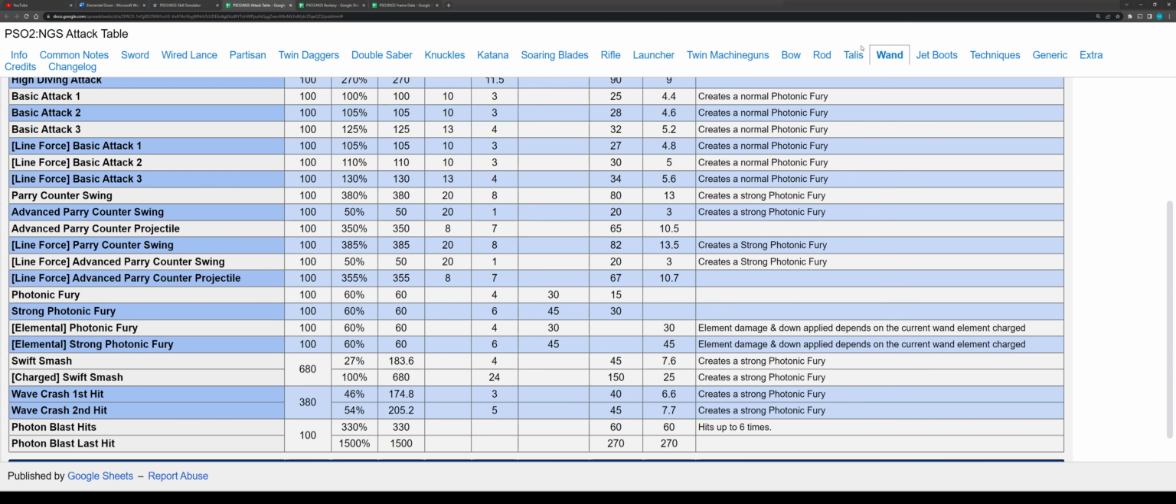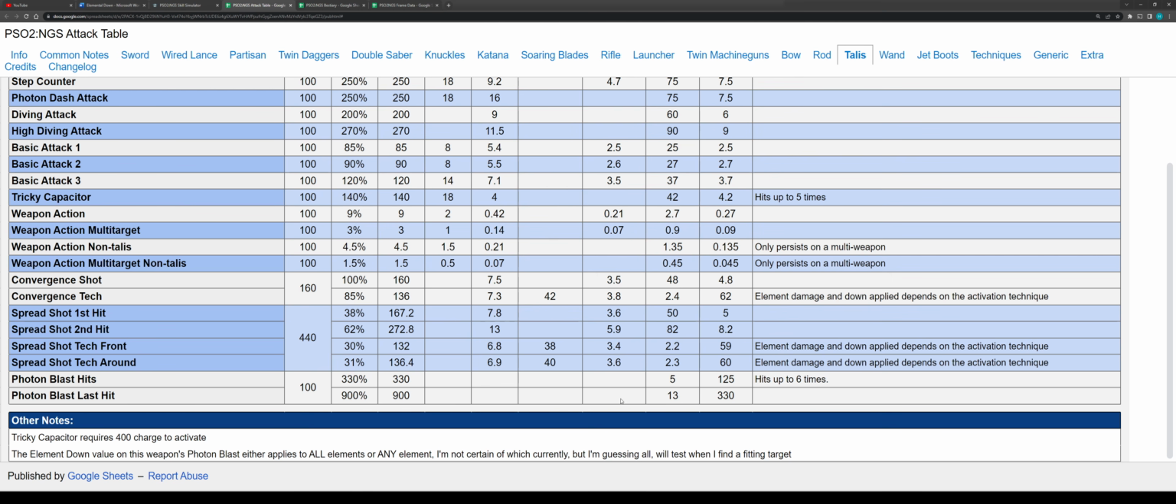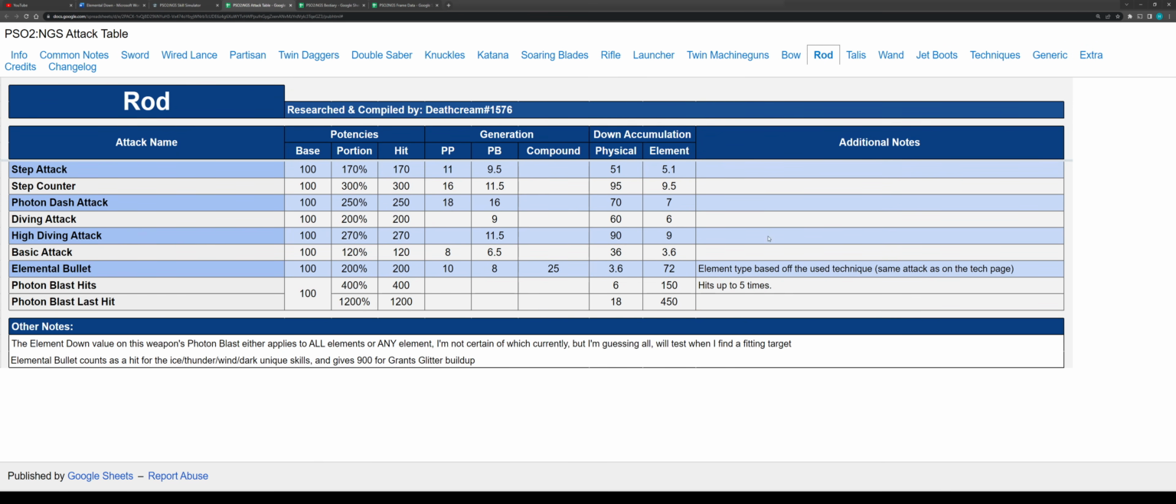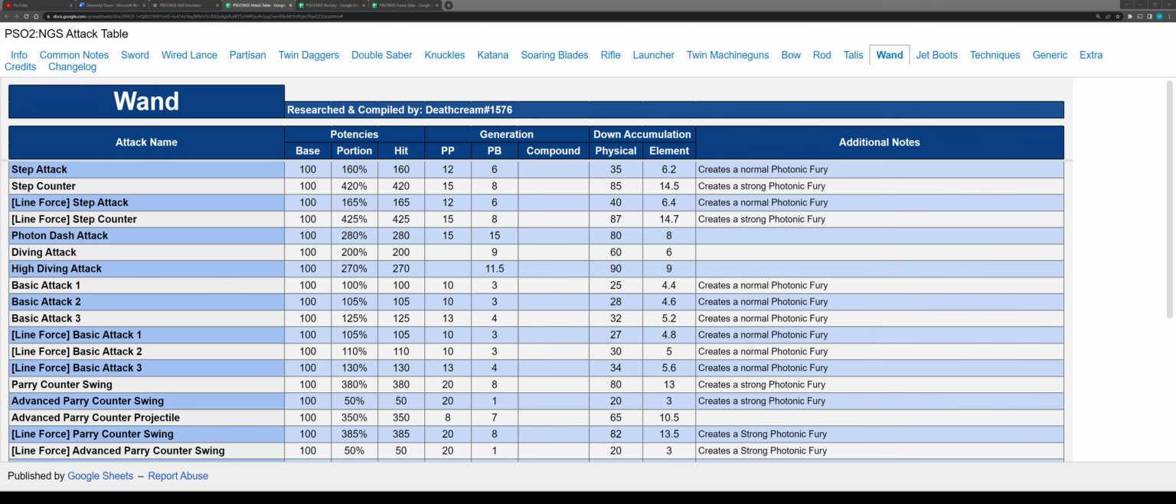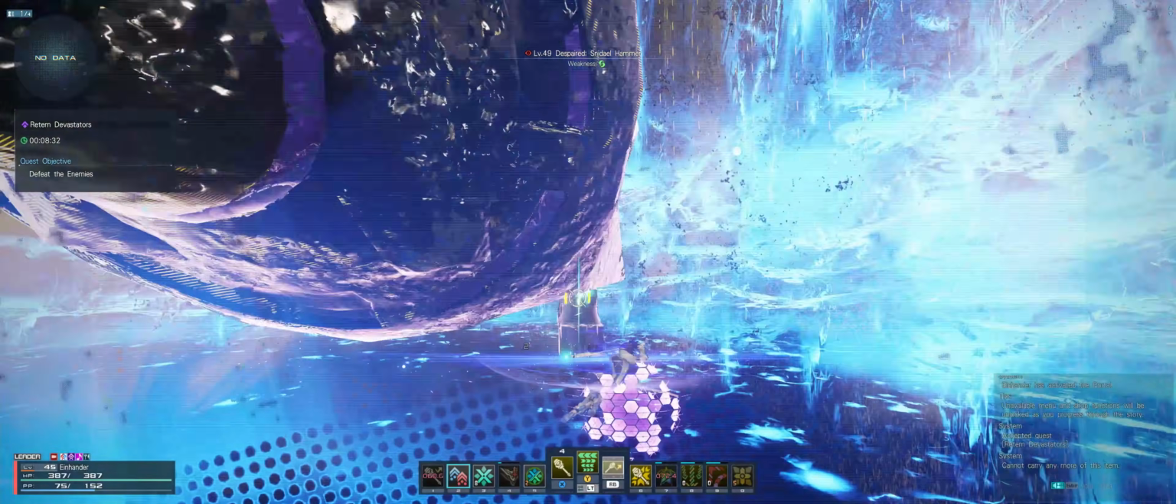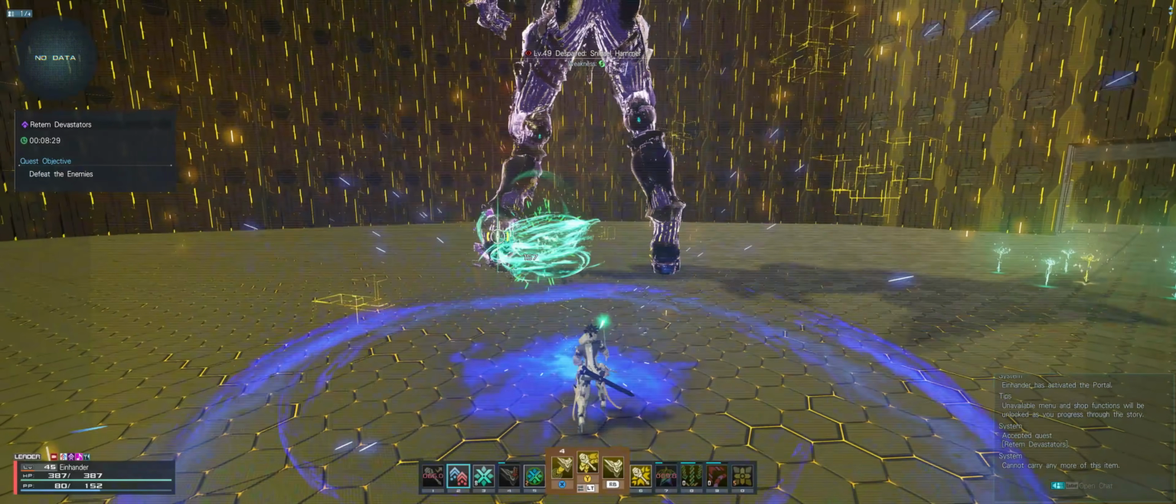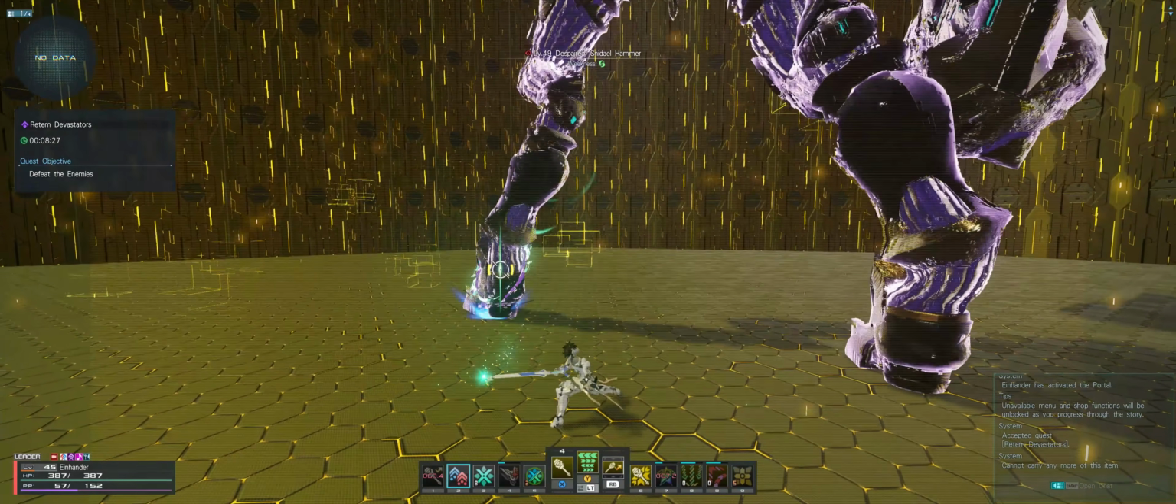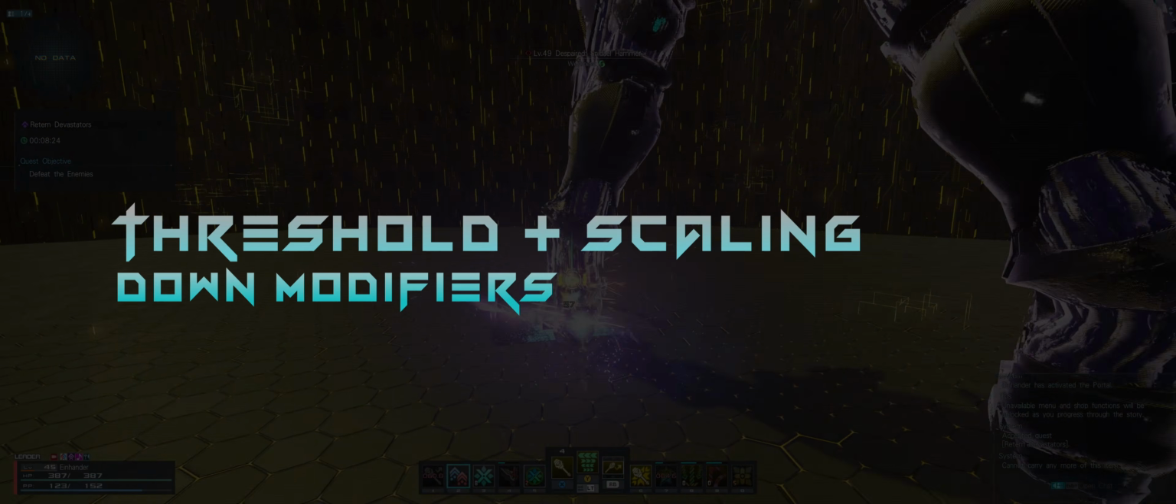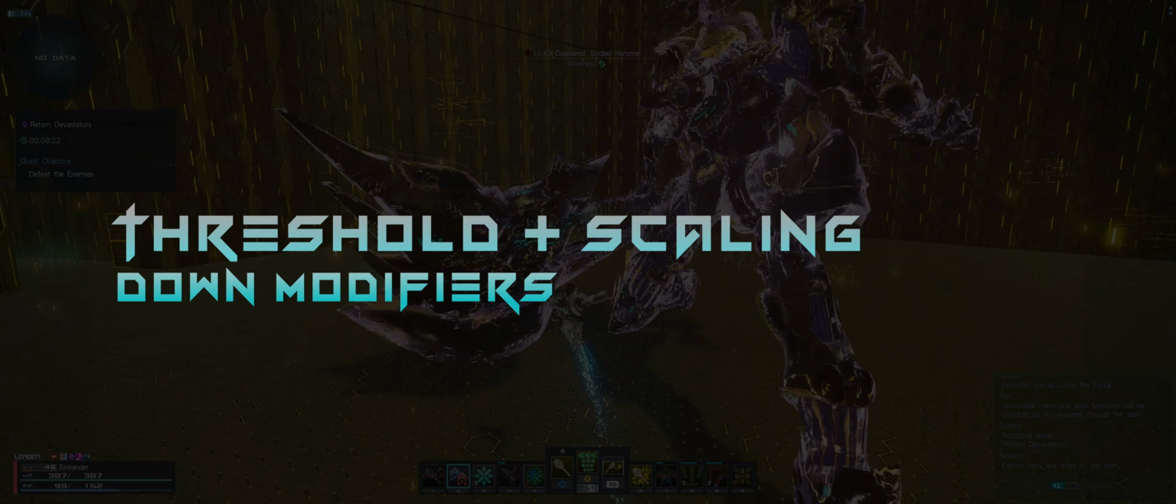If we look at Talus, for example, looking at its photon blast, it does a little bit of physical, but really it's doing mostly elemental. And the same thing with Rod. So as you can see, the game has values for down accumulation. What we're going to get into is how does that interact with the boss? How does that all culminate into a down? So let's get into down thresholds, down scaling, and down modifiers.